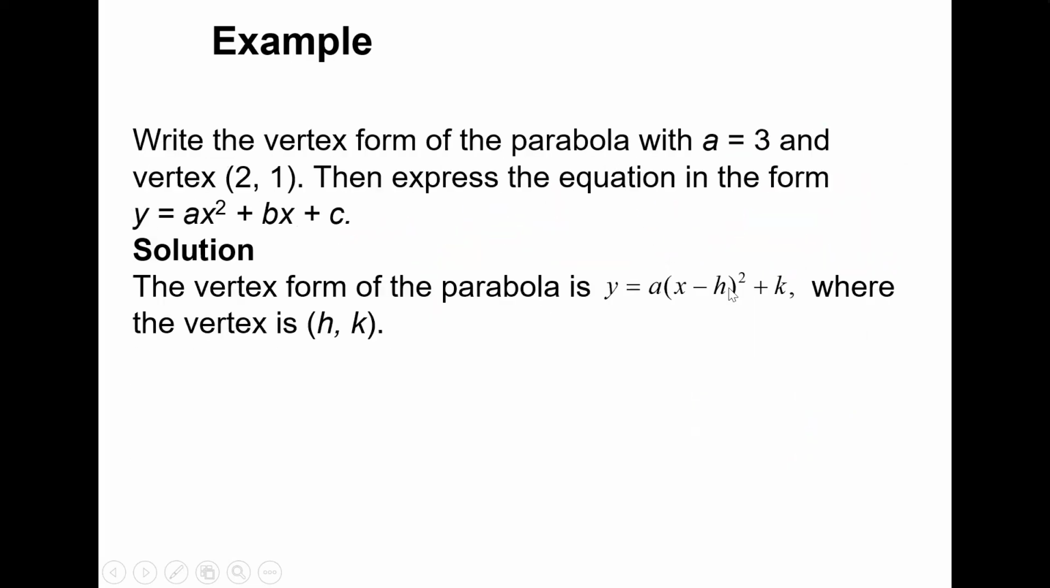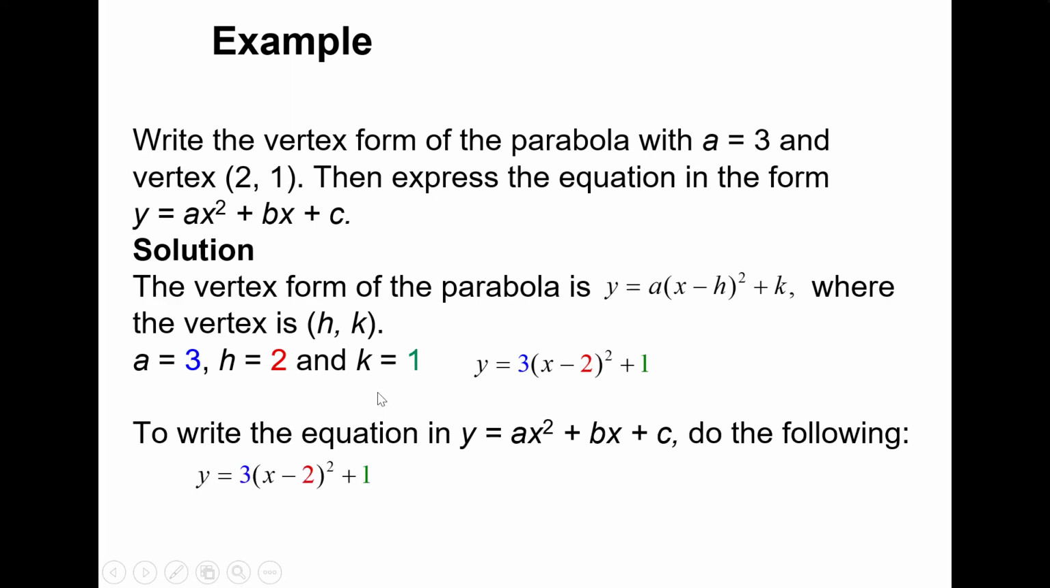So plugging it into this form, a is 3, so we'll plug a 3 here. h is 2, and k is 1. So we plug all those in, and we have this. Now, again, like I said, we're going to square that, multiply everything by 3, and then add 1. So squaring it, we get x squared plus 4 at the end. And then don't forget, everybody always forgets the middle term. So when you're doing this, if you forget the middle term, usually go ahead and write it out like this.